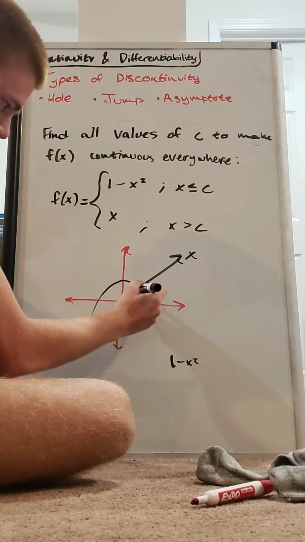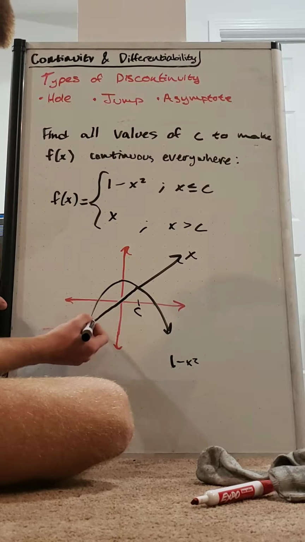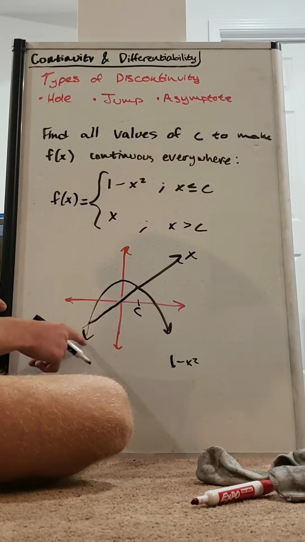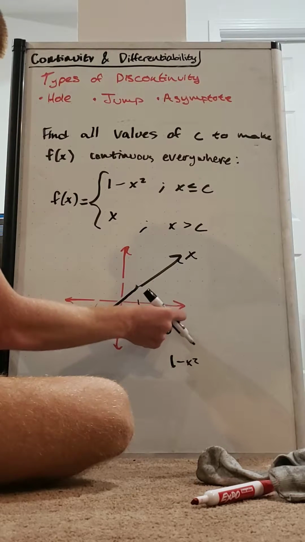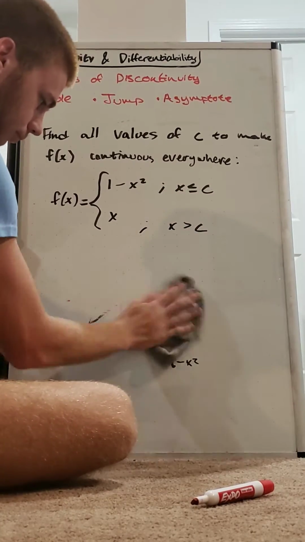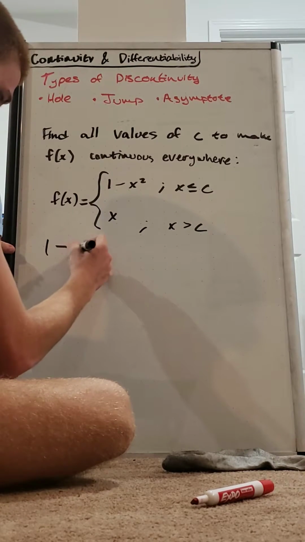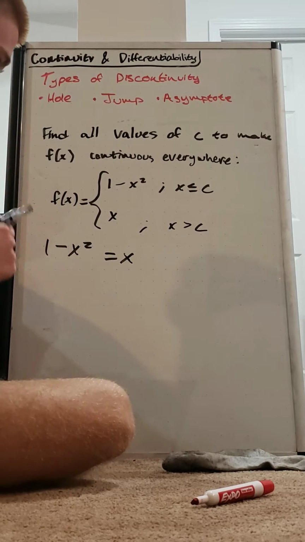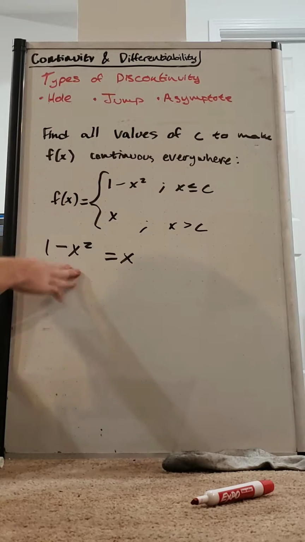And if you saw before, I'll redraw this. Another solution would be right here, because if we stop the parabola here and then continue with the line, that would again make this function continuous. So we have to again set these equal to each other. So we set 1 minus x squared equal to x, and then all we have to do is solve for x. That'll give you the values of x where the two functions are equal to each other.